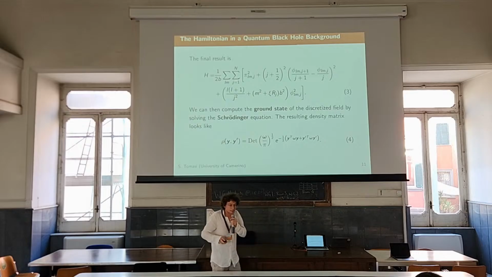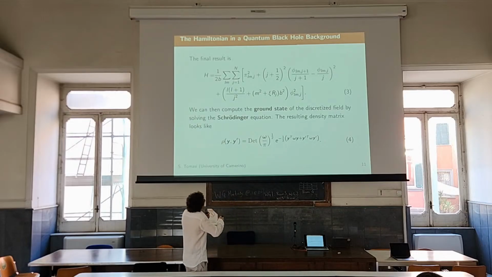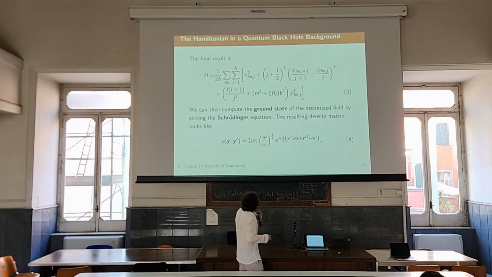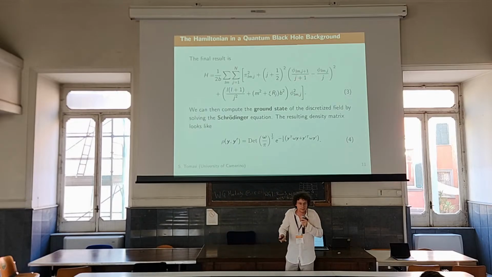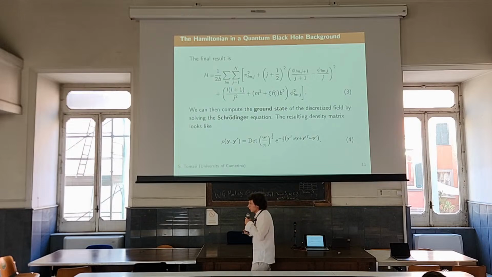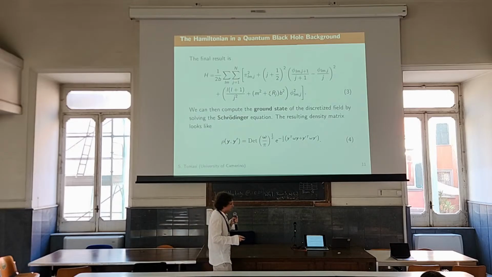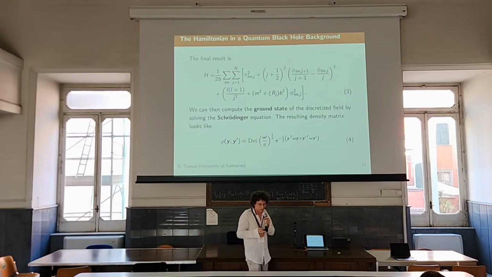So what happens when we discretize? For example, in the quantum black hole backgrounds, so in the static cases, the Hamiltonian becomes equation 3, quite generally. From this Hamiltonian, which is just a system of coupled harmonic oscillators, we can compute the ground state by solving the Schrödinger equation. The result is this density matrix, a Gaussian state, for which it is well known how to compute the entanglement entropy.